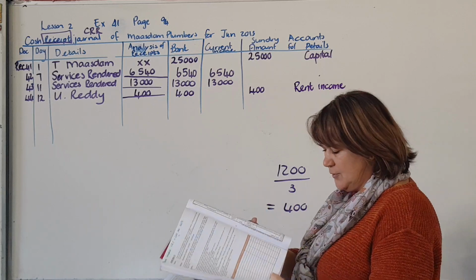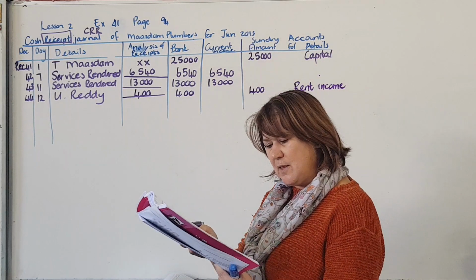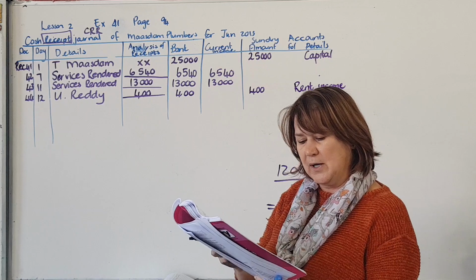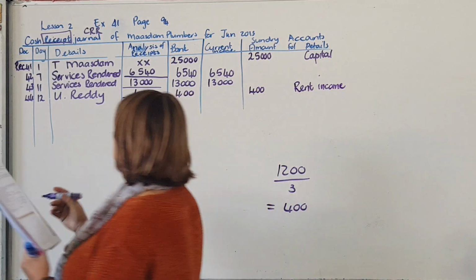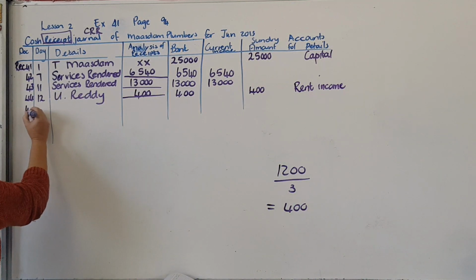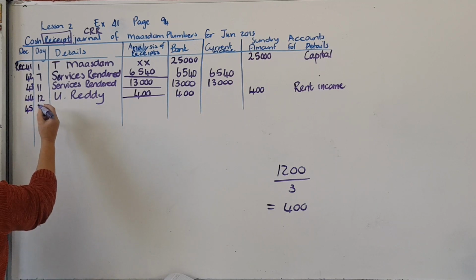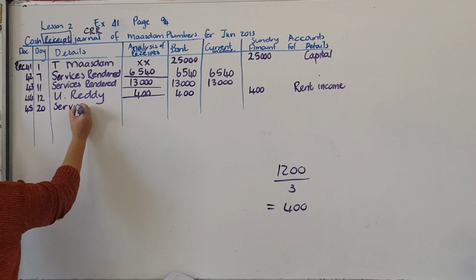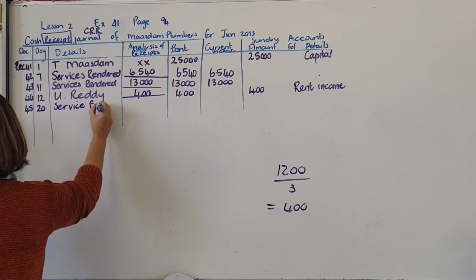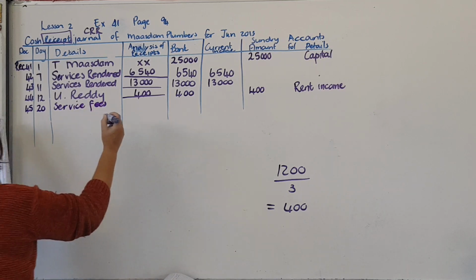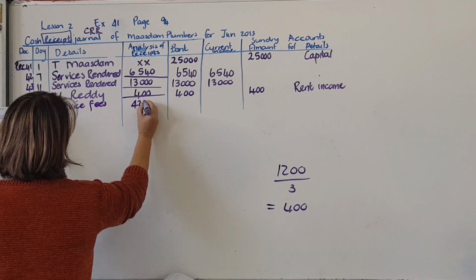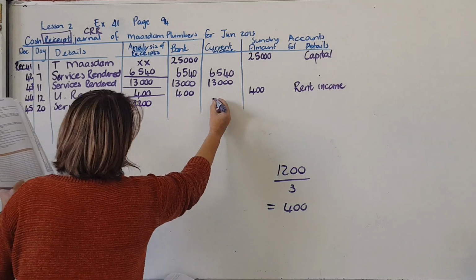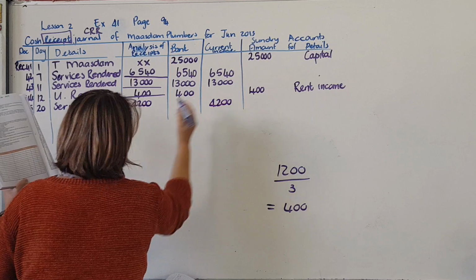Okay? Then my next transaction will be on the 20th. Service fees rendered from a client, 4,200. So receipt 45 on the 20th, service fees, 4,200 Rand. And that 4,200 Rand service fees is current income.